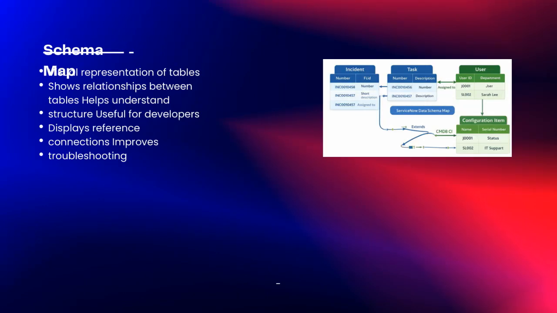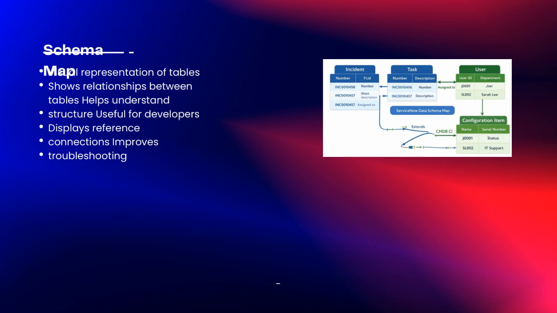Now, let's take a closer look at the visual representation of tables. This is really about illustrating the relationships between different tables within our database. By doing this, it becomes much easier to grasp the overall structure and how the pieces fit together. This kind of visual is especially useful for developers who need to understand data flow and dependencies quickly.